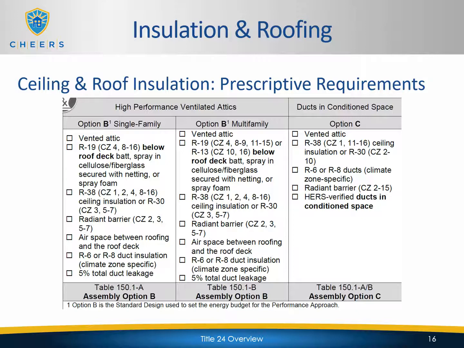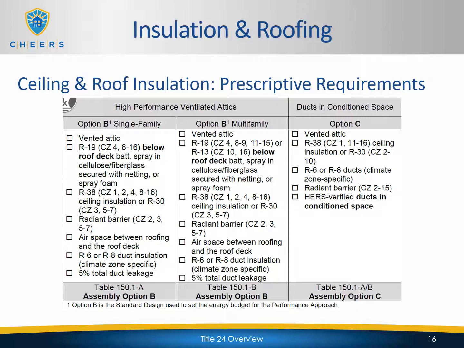It also is going to require airspace between the roofing and the roof deck. This allows for more of that heat to get out of there, provides that air gap. And then either R6 or R8 duct insulation. Again, this is going to be based on your climate zone. And then for the duct leakage for those ducts, a 5% leakage is the maximum, and that's the standard for duct leakage in new duct systems.